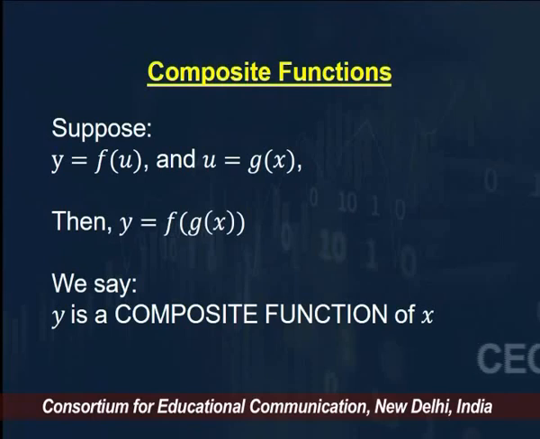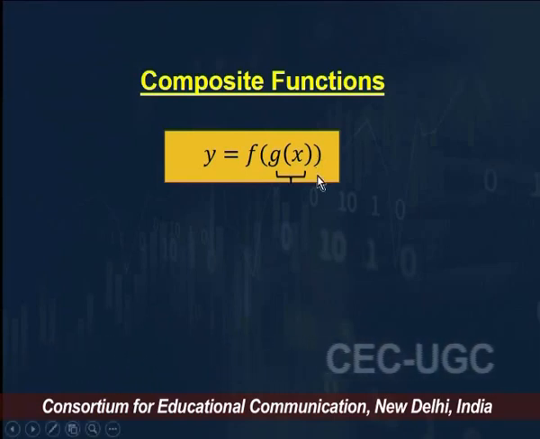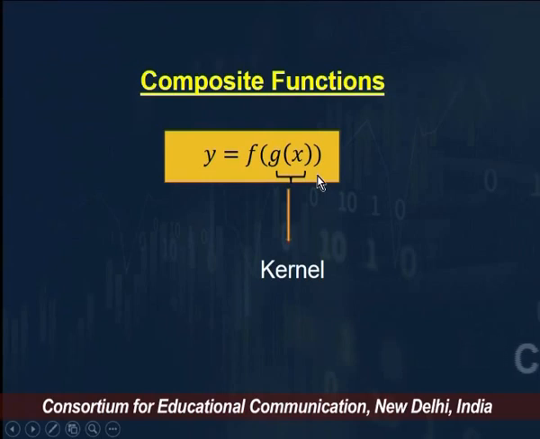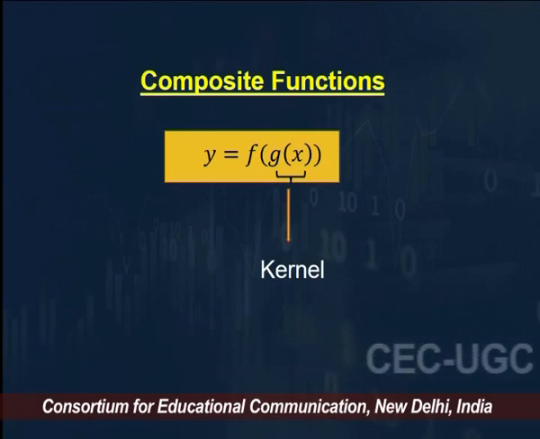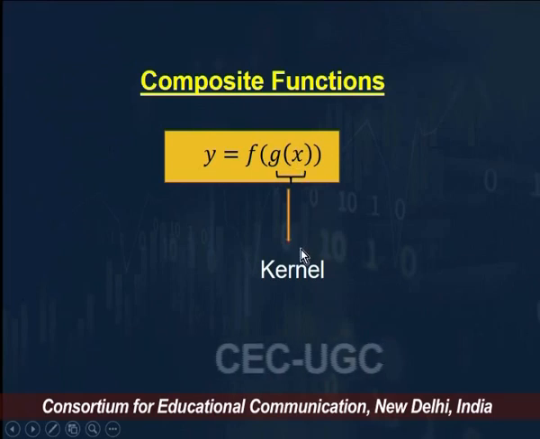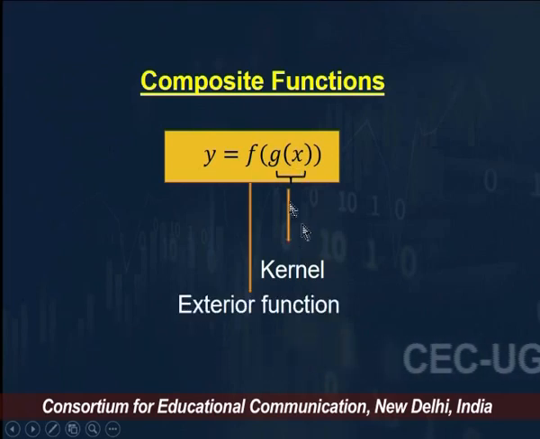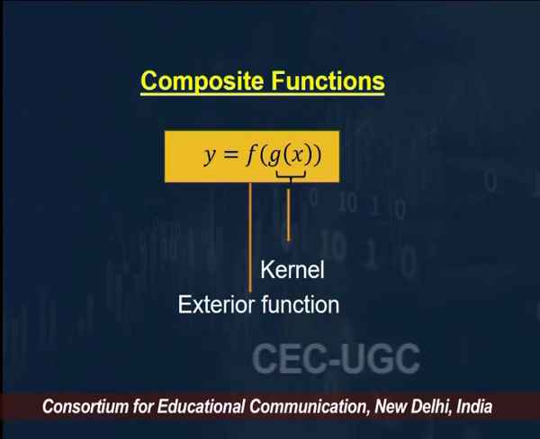In particular, in this kind of notation, where we write y as f of g of x, we first compute g of x, which is called our kernel function. Kernel in English is the inner part of a seed, or when you have corn, the inside of the corn, so that is the kernel. Similarly, this is the inside part of the function. So you first compute g of x, which is our kernel, and then apply the function f to g of x. f here is the exterior function. That is how we look at a composite function.